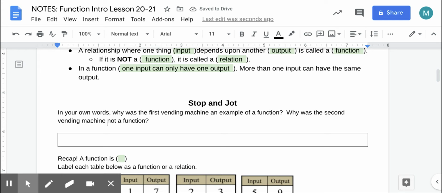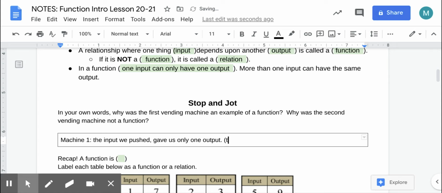So if I have to stop and jot, in your very own words, why was the first vending machine an example of a function? Well, I'm going to go ahead and say machine 1 was a function because the input we pushed gave us only one output.